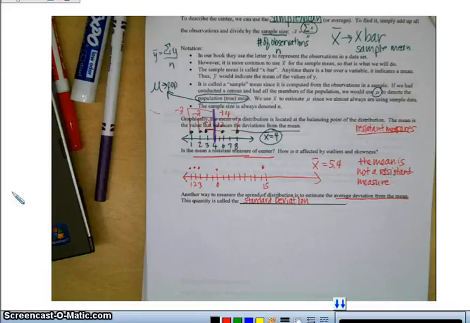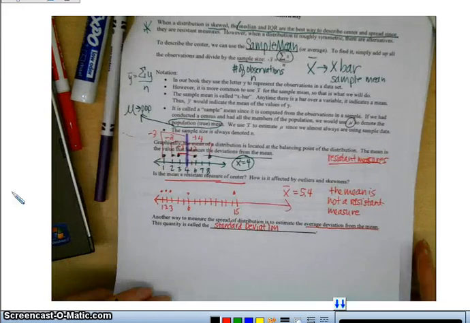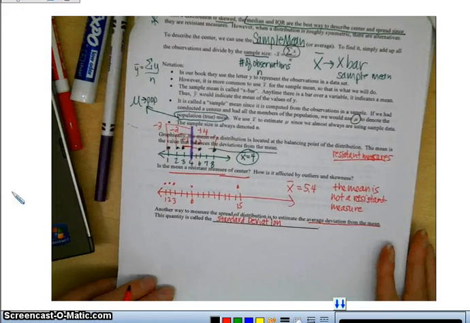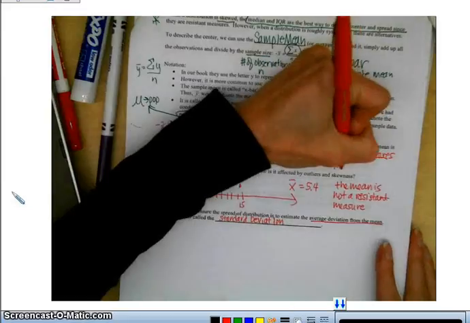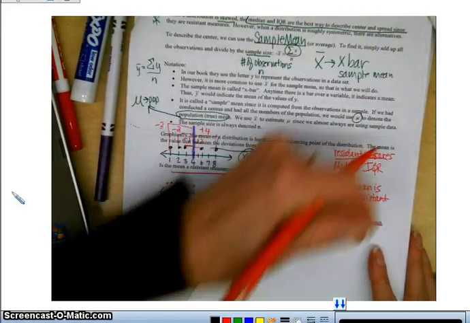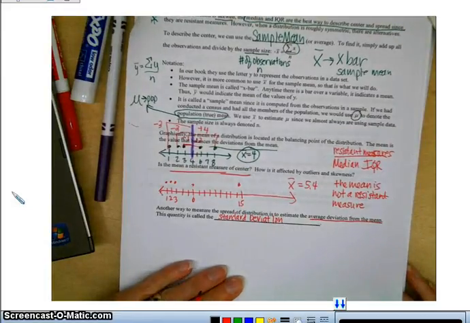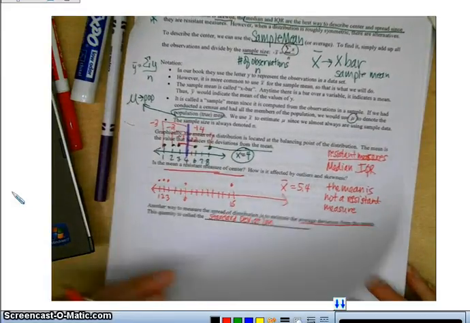Okay, so the standard deviation is now what we want to calculate. We're actually not going to find these numbers, we're going to do the next page. Anyone know the resistant measures yet? Very good. The median and the IQR are resistant measures. You're going to have to know that for the test, I guarantee it. The mean is not a resistant measure.